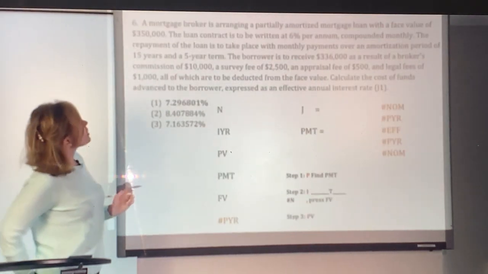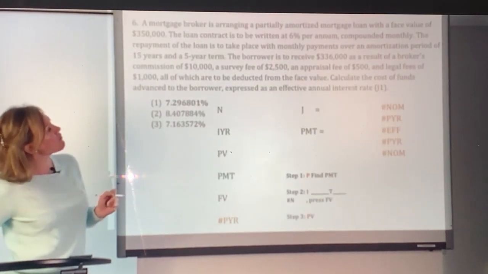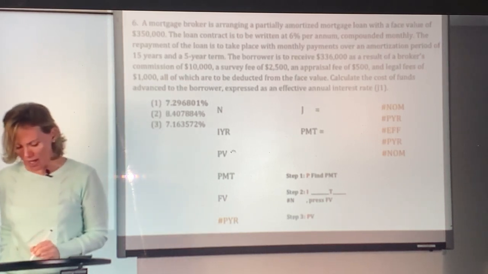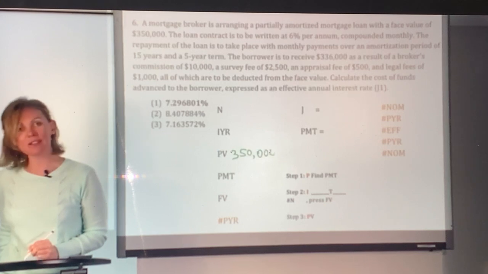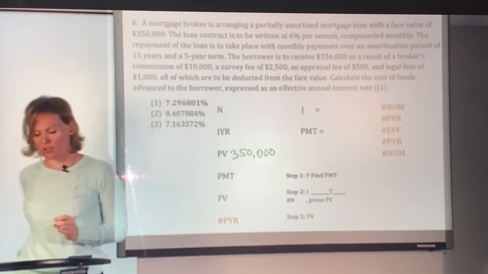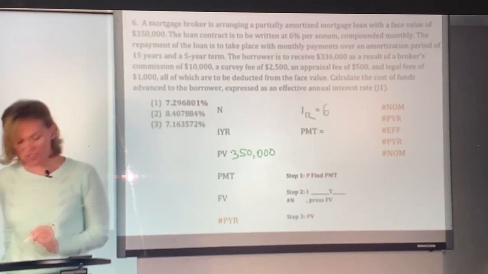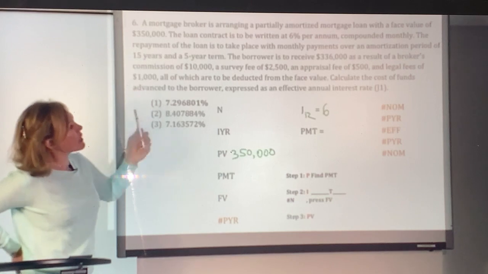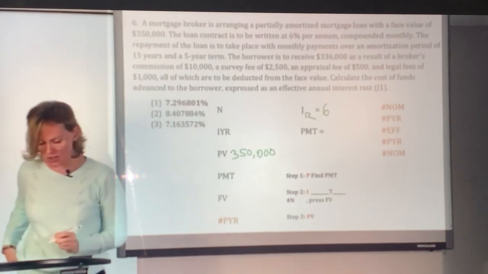Okay. We have a mortgage broker who is getting you a partially amortized mortgage loan with a face value of $350,000. So my question, that 350, what is that? That's your PV. If it's a face value, does it include all the fees inside of it? Yes, it does. Loan contract to be written at 6% per annum compounded monthly. So the bank said we'll give you J12 equals 6%. Okay. The repayment of the loan is to take place within monthly payments over the amortization of 15 years in the 5 years term. So we have the term.